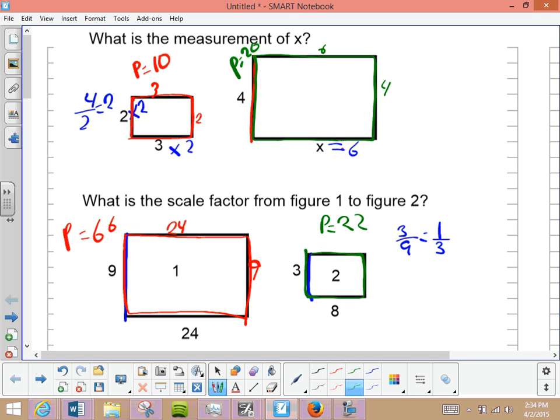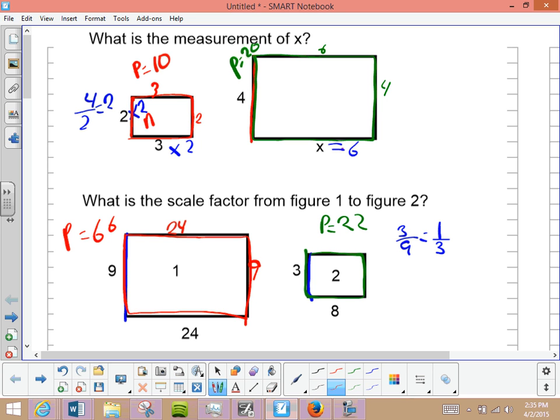Yes, it can be a fraction if it's reducing, and it can be a whole number if it's expanding, right? The perimeter? No, the perimeter is different than the scale factor. Well, guys, we're not done. All right. So for what do you think the area would work?